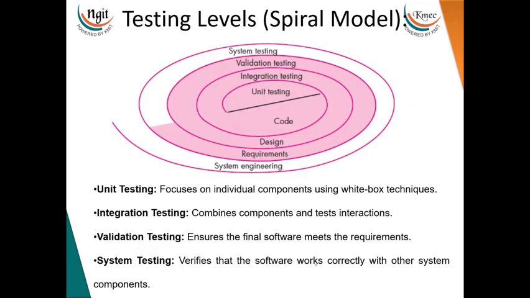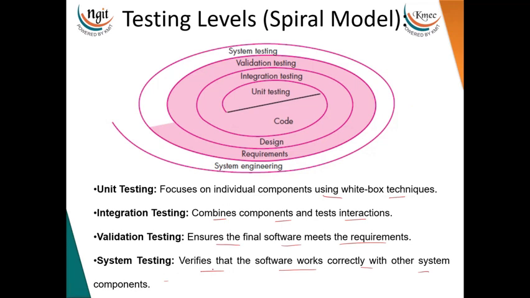There are various testing levels. Here you can see in the diagram: unit testing, integration testing, validation testing, and system testing. Unit testing focuses on individual components using white box techniques. Integration testing combines components and tests interactions. Validation testing ensures the final software meets the requirements. System testing verifies that the software works correctly with other system components. Clear? This is about the testing levels.